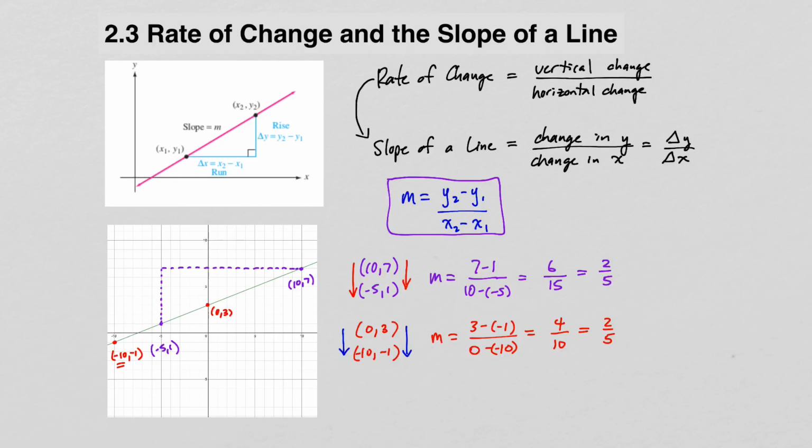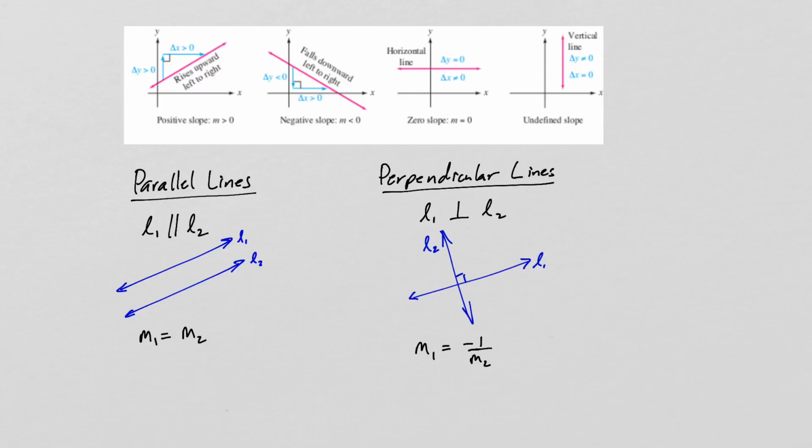And what you should notice is that you get the same answer no matter which 2 points you use on the line. Okay? And that's because the slope doesn't change. The slope is the rate of change. And for a line, that's always the same no matter what 2 points you pick. So next, I just want to look at some basic concepts pertaining to slope.